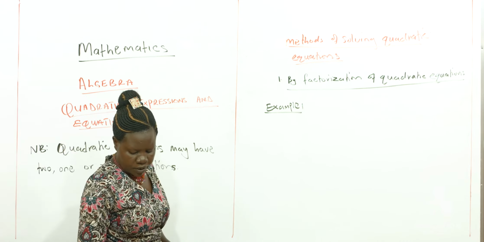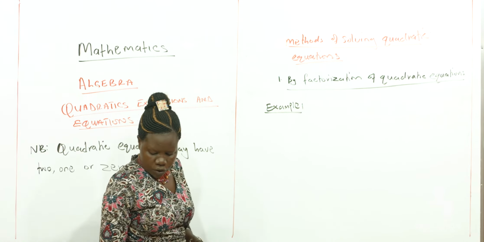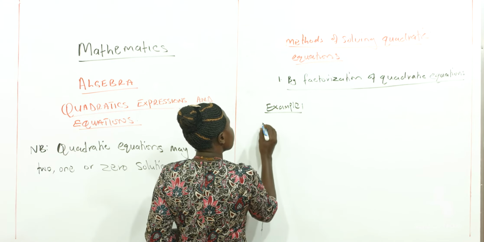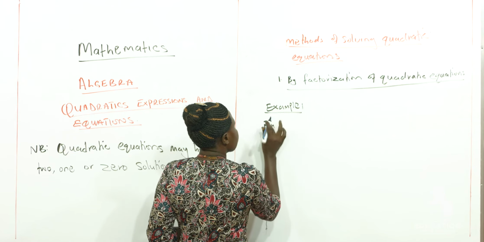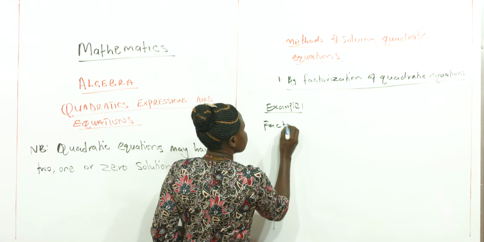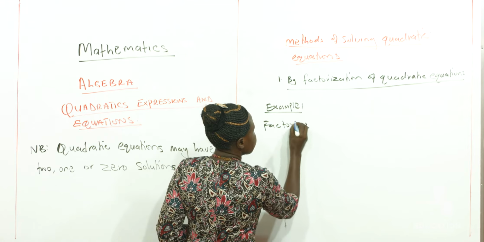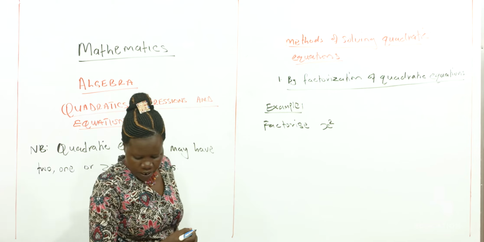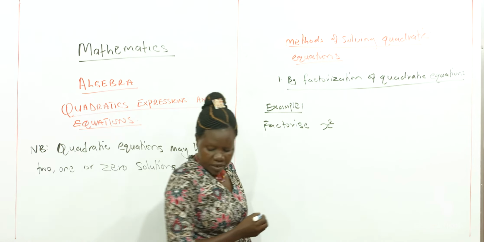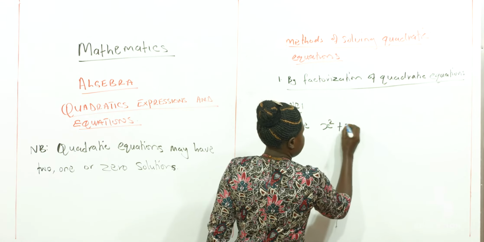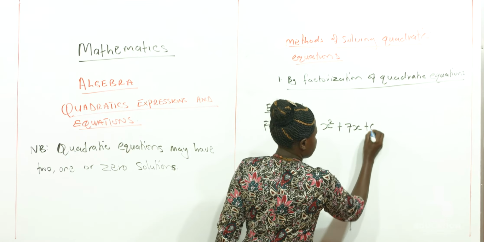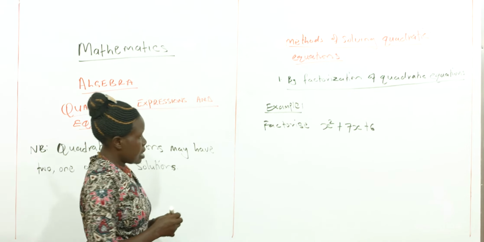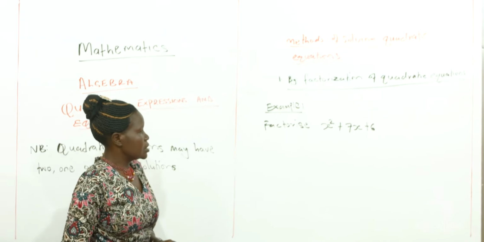So example 1, they would say solve or factorize x square plus 7x plus 6. Factorize x square plus 7x plus 6.